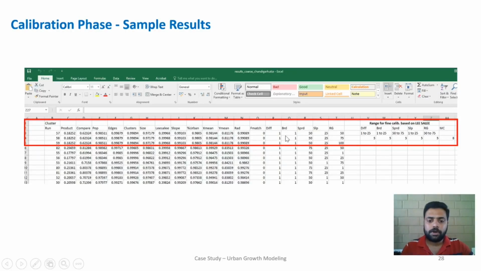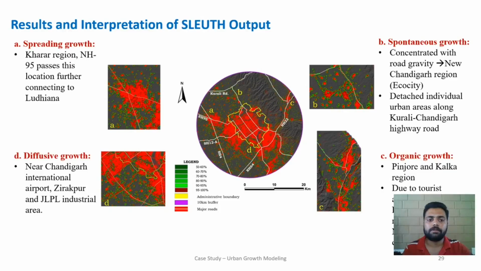So this is one of the outputs of the calibration phase. It comes as a .txt file. If you copy the entire content of the .txt and put it in Excel, this is how it is going to look. Here you have the run number, that means how many runs have been made and what the best run is. Then you have 13 metrics here, product, compare, population, etc. Then finally you have the range and best fit coefficient for that particular run. These are some of the outputs.